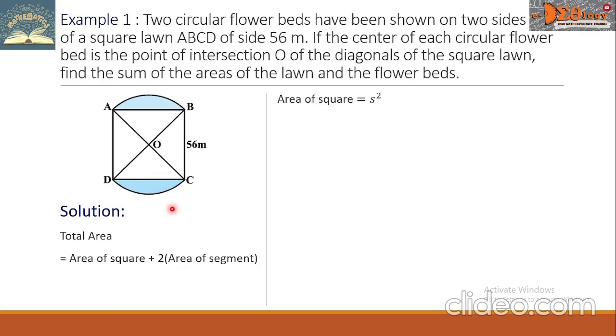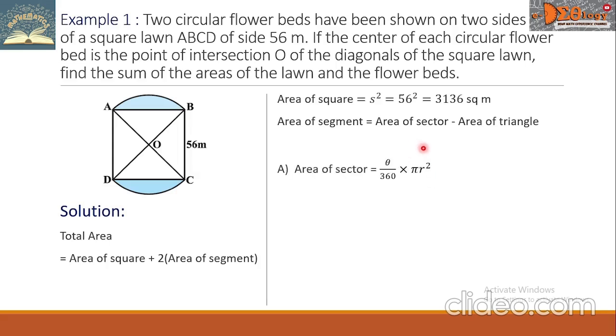Let us first compute for the area of square, and that is S square. The side is 56 meters, so we substitute it here. We have 56 square, and that is 3,136, and the unit of measurement is square meters. Then the area of segment, and the formula is area of sector minus area of triangle. In this case, let us separate the computation of area of sector from the area of triangle. Let's begin with the area of sector, and this is the formula.